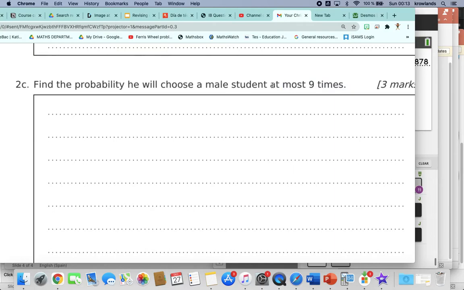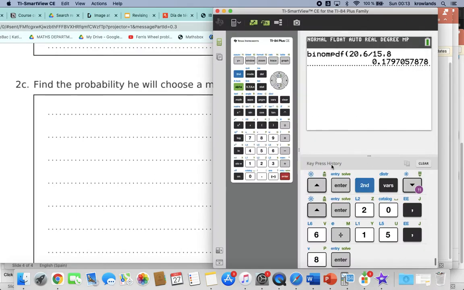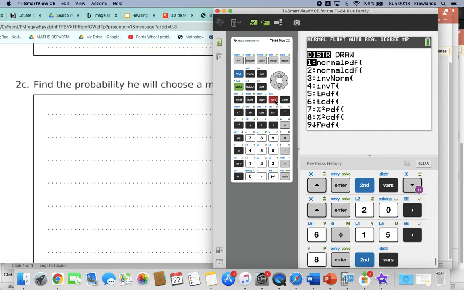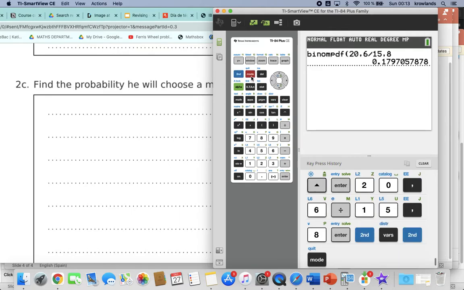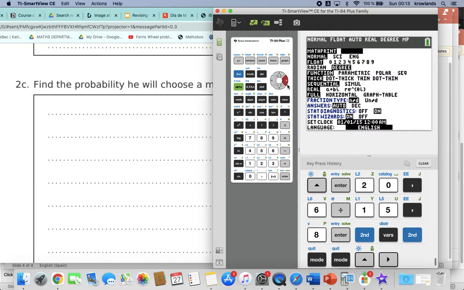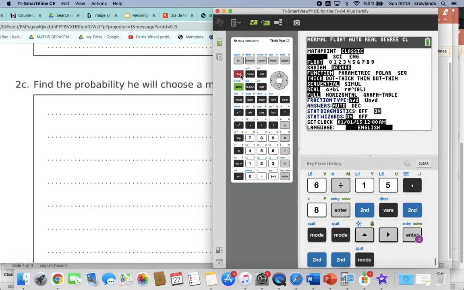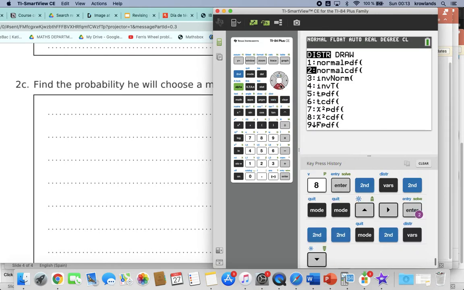Now, if it says at most or at least, you're going to be using the CDF version of your calculator. Let's talk about how that works. Go back onto the distribution, and before I do that, I am going to change it back to classic because this is what I prefer rather than memorising it. We're then going to go down to, this time, the binomial CDF.